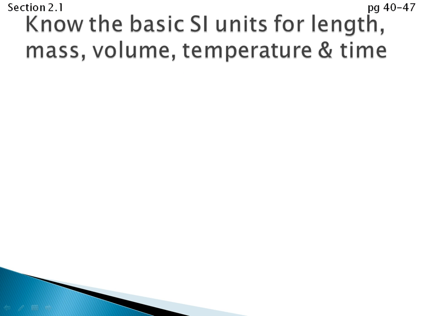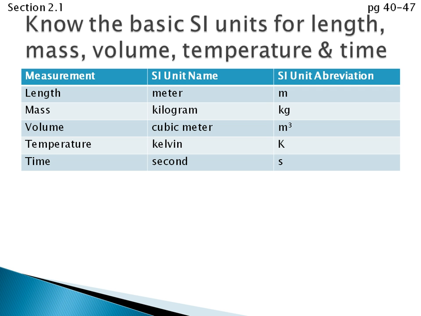Moving on to the next one, you need to know the basic SI, or System International, units for length, mass, volume, temperature, and time. Take a look at this table here. You can see that length is the meter, which is abbreviated m. Mass is kilogram, abbreviated kg. Volume is cubic meter, or m to the third power. Temperature is in Kelvin, which is a capital K, and time is in seconds, which is abbreviated s.